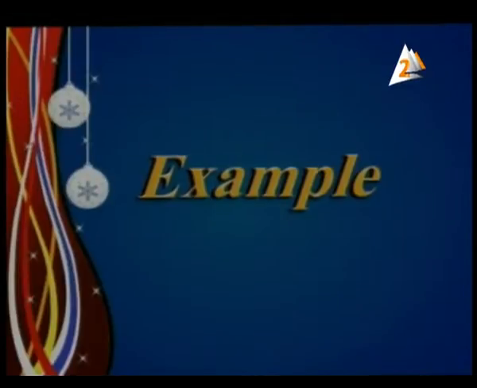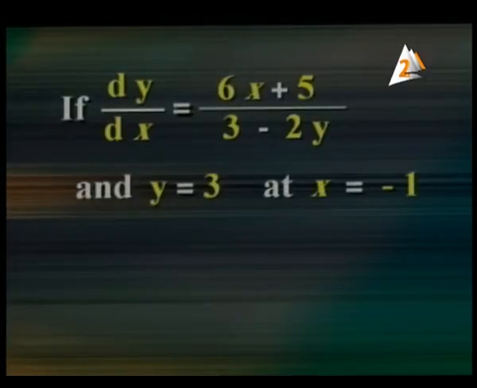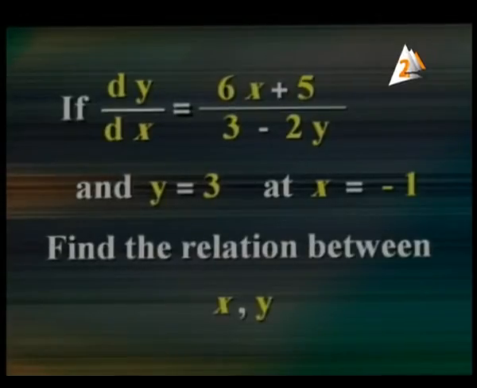Dear student, now we translate the first example. First example: dy over dx equals (6x plus 5) over (3 minus 2y), and y equals 3 at x equals negative 1. Find the relation between x and y. Dear student, we have the differentiation dy over dx. What do you want? The relation between x and y. What do you mean? A function of y equals a function of x.